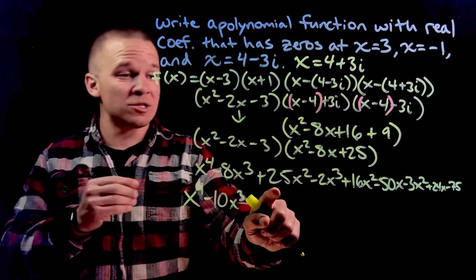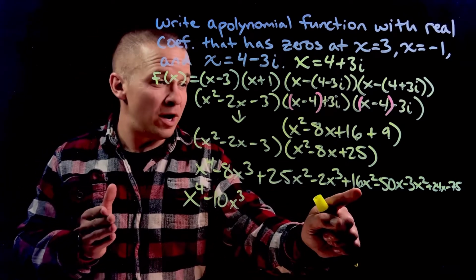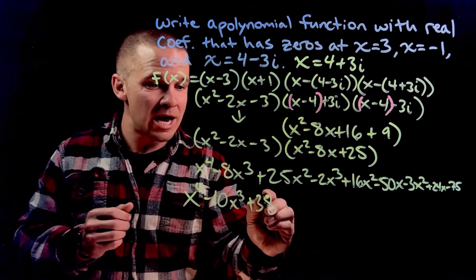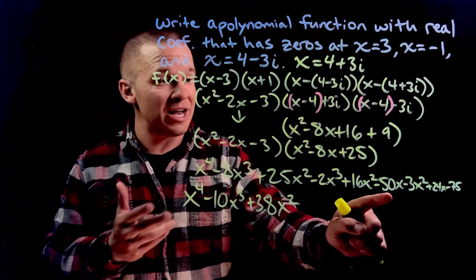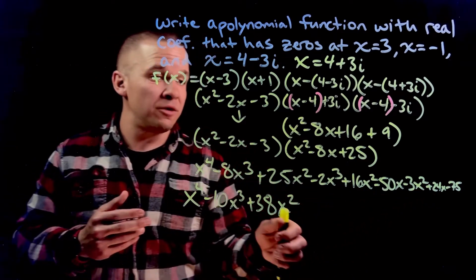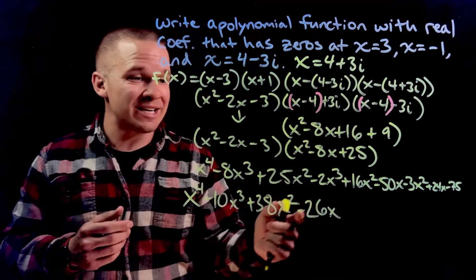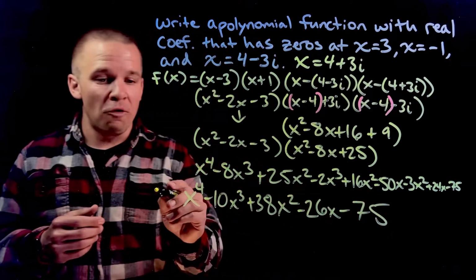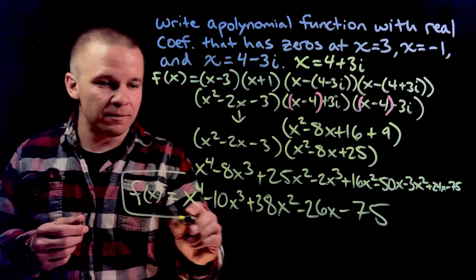Now to my x squared like terms. 25, 16, that's 41. 41 minus 3 gives me positive 38x squared. Now onto my linear terms. We have negative 50x and positive 24x. That's going to be negative 26x. And then lastly, my constant, which is negative 75. Don't forget your lovely function notation. And there we have it.